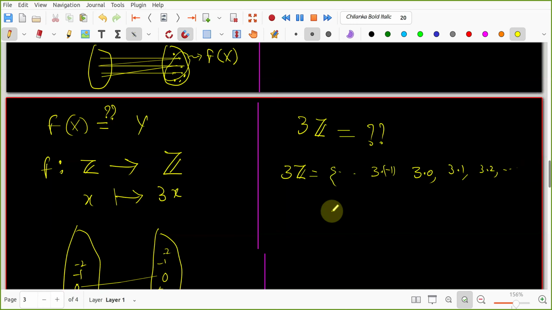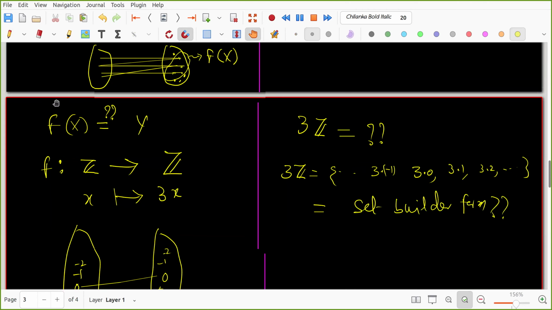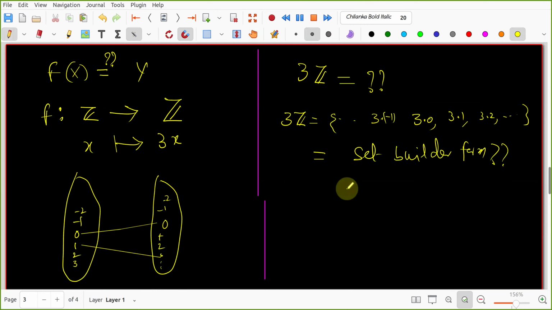How do I write this now? Set builder form. It's f of small x such that x belongs to Z. X belongs to Z such that. Okay, I write y here so that it will be better. F of x, small x. No, y, no. Be clear. Okay. Be careful, right?